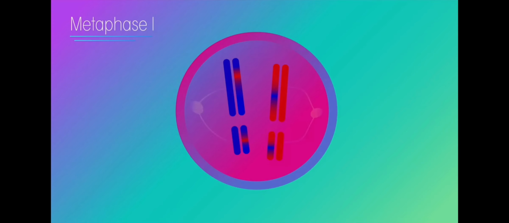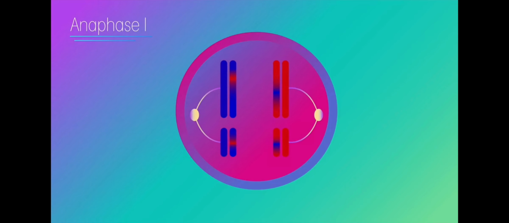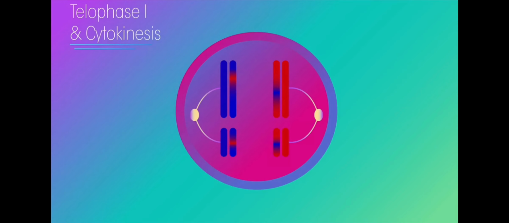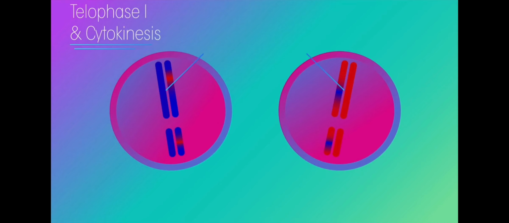Now, back to meiosis. Next comes metaphase 1, as the chromosomes align themselves in the middle of the cell, and in anaphase 1, the spindle fibers pull the chromosomes apart to opposite ends. During telophase 1 and cytokinesis, the cell pinches apart in the middle and the nuclear membrane reforms around the two new daughter cells. That's the end of meiosis 1.